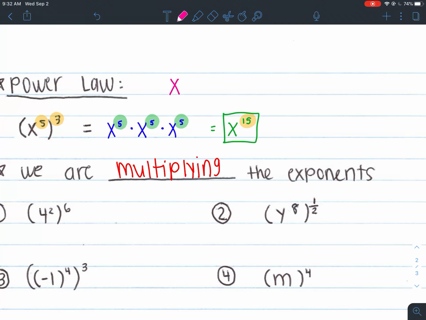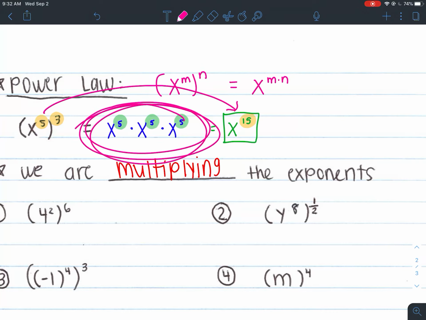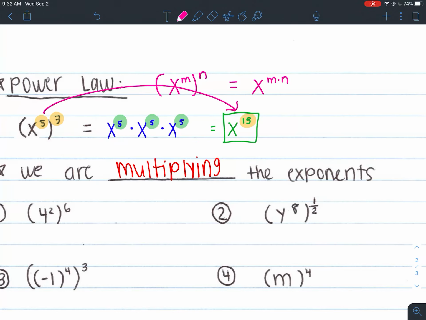So the formula says if I have x to the m and it's raised, and there are parentheses, to the power of n, what do I do with those 2 exponents to get the new exponent? I would multiply them. So this would be m times n. So 5 times 3 would give me 15. So the shortcut, instead of writing all of this stuff out every single time, is that if there are parentheses, I multiply.